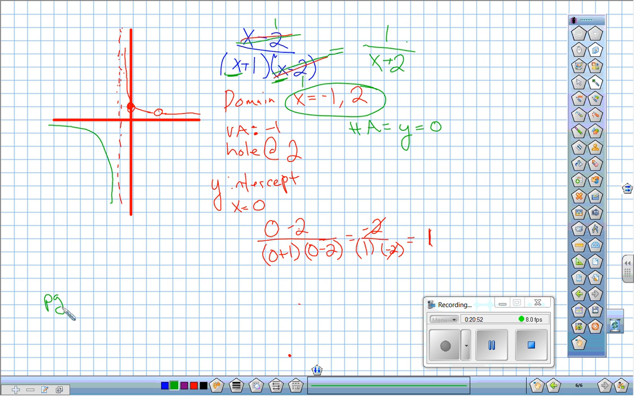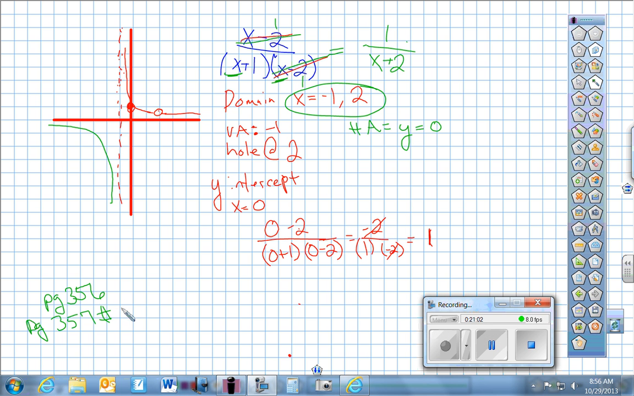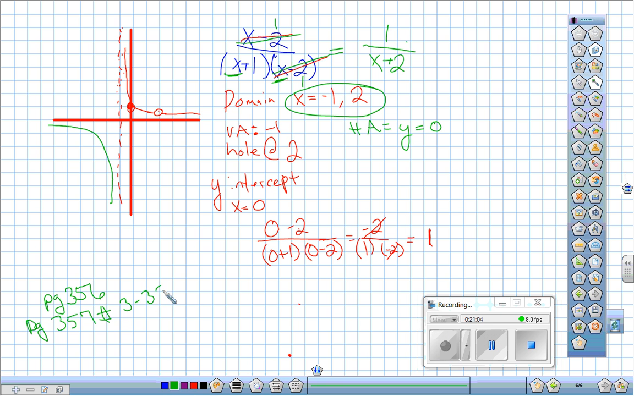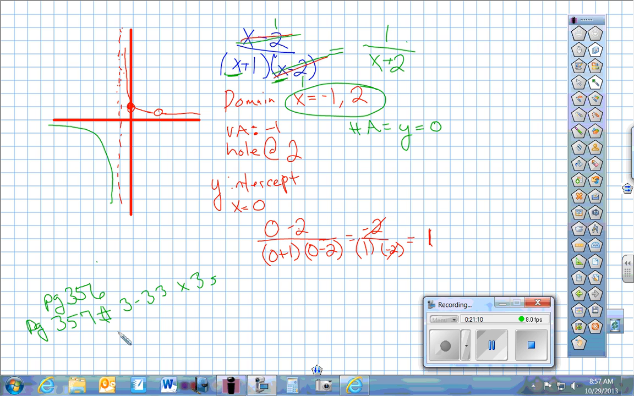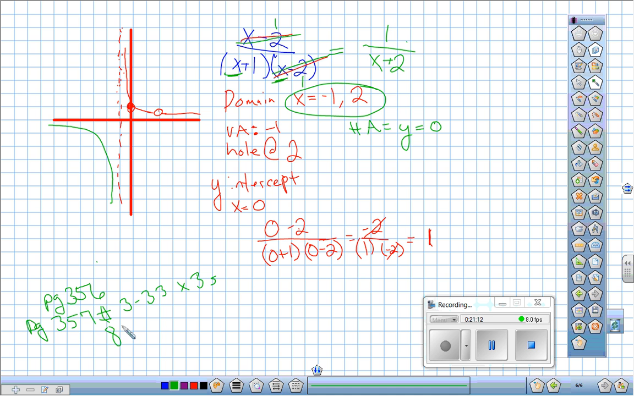I want you guys to do the graph matching on page 356, all of them. And then page 357, I want you to do 3 through 33 by 3s. And 79 through 98, all of them.